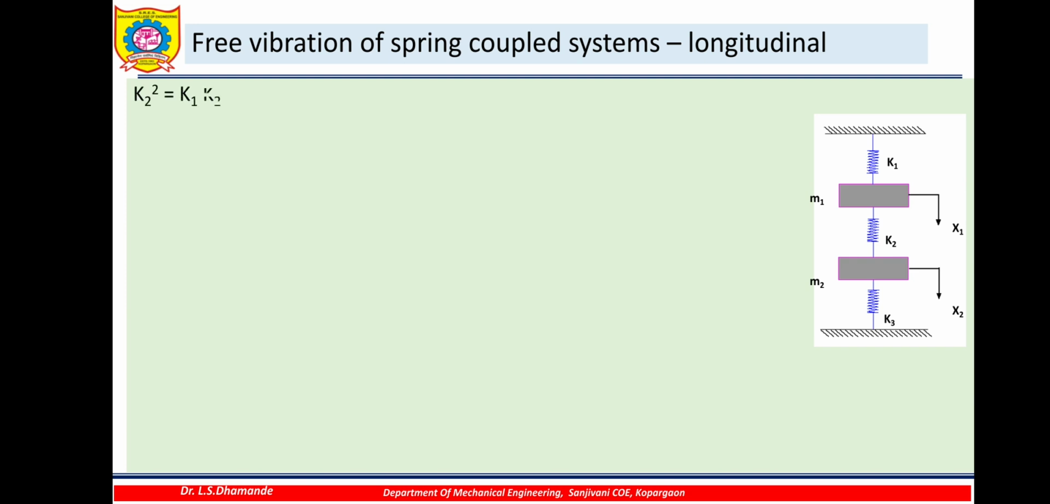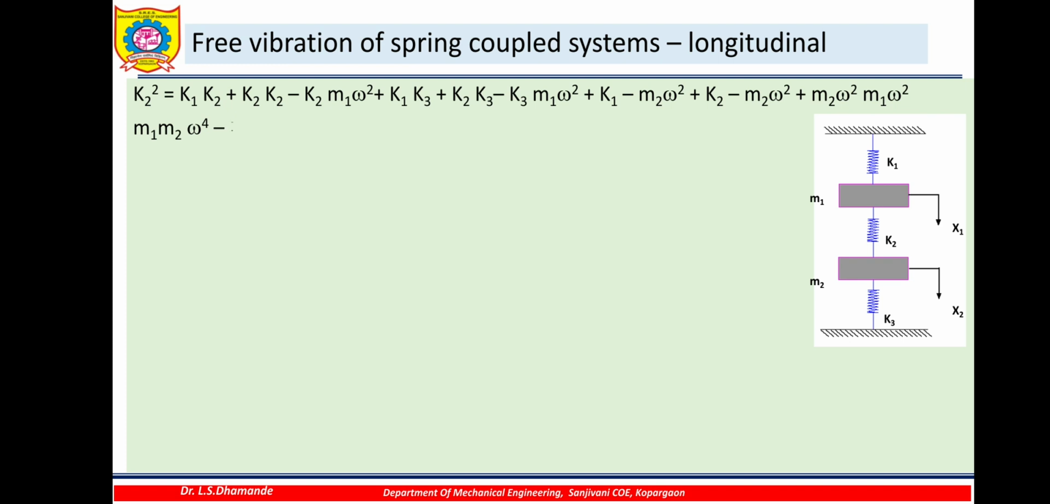The next step is to simplify that particular equation. So first I will write the term m1 m2 into omega raised to 4, because this is actually the last term which I am writing on the first side: m1 m2 omega raised to 4 minus, in bracket, m1 into k2 plus k3 plus m2 into k1 plus k2, times omega square, plus k1 k2 plus k1 k3 plus k2 k3 is equal to 0. So this is the equation in omega raised to 4 that you are getting.